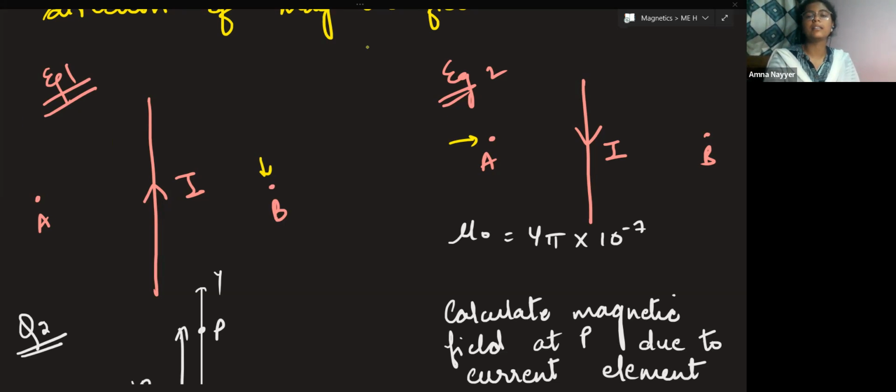See for B part. This is the direction of flow of current. Current is pointing upwards. B point is now situated here. Curling it, and then thumb is leading inwards.